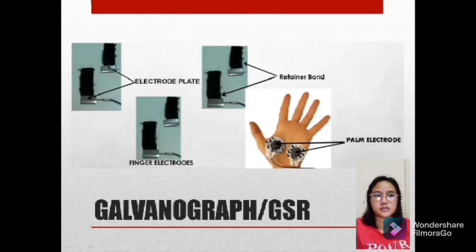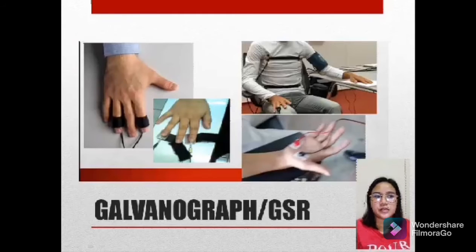The retainer band is attached to the left index and ring finger of the subject. The connecting plug is designed to attach the system to the machine. The amplifier unit is designed to support the galvanometer in converting electrical to mechanical units.